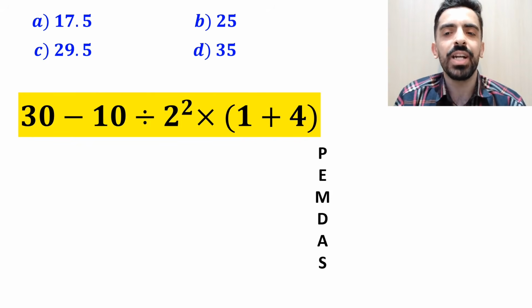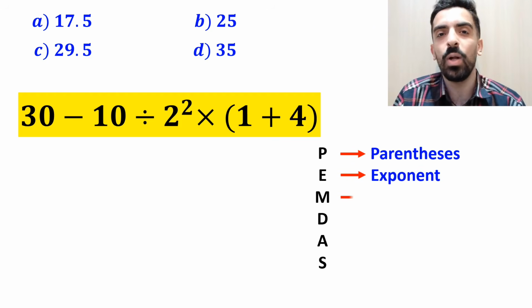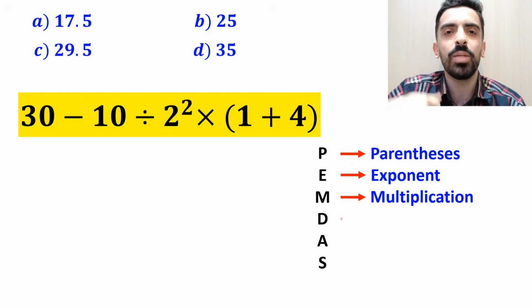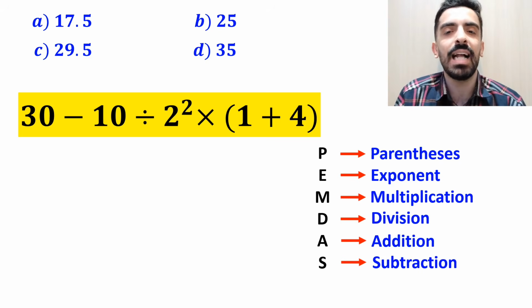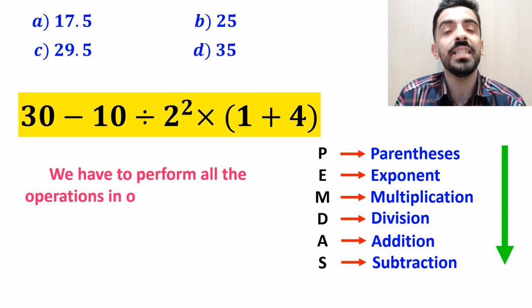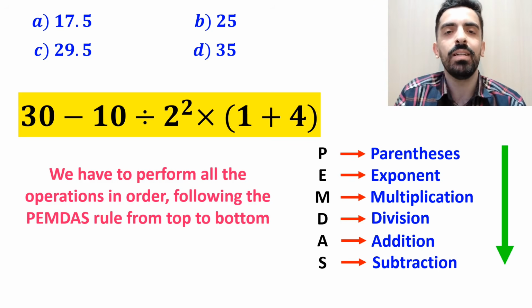To solve this question, we must follow the PEMDAS rule. In this rule, P stands for parentheses, E stands for exponent, M stands for multiplication, D stands for division, A stands for addition, and S stands for subtraction. It means that we have to perform all the operations in order, following the PEMDAS rule from top to bottom.